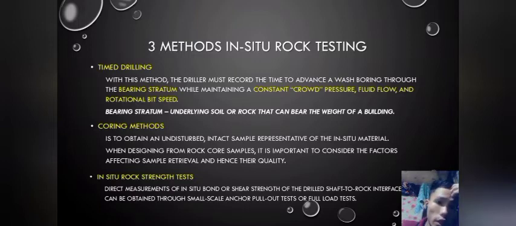The second is the coring method. It is to obtain an undisturbed intact sample representative of the in situ material. When designing from rock core samples, it is important to consider the factors affecting sample retrieval and hence their quality. So, it really depends on the quality of the samples.